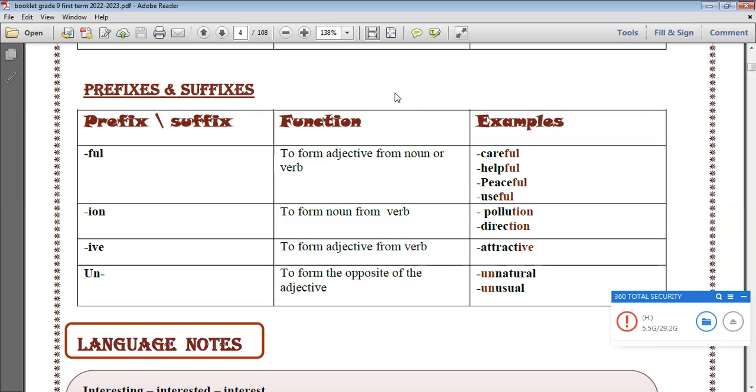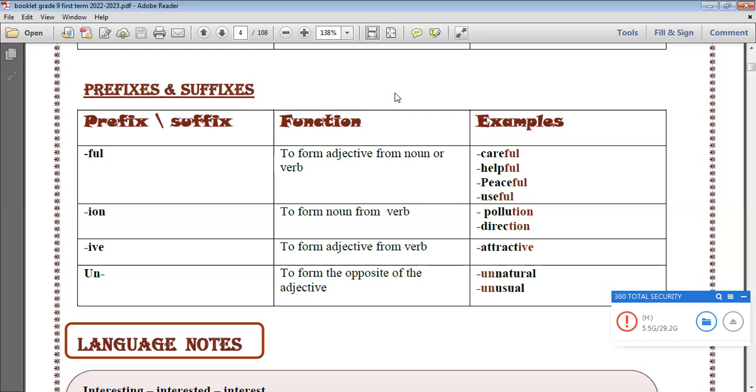What's the function? What's the usage of full? We use it to form the adjective from the noun or from the verb. Like we have here the word care. If we want to change care into an adjective, we put full, so it will be careful. You have here the verb help. In order to change it into an adjective, we put full, so it will be helpful. If we had the word peace, if you want to change it into an adjective, we will add full, so it will be peaceful. If we have this one use, it's a verb. If we add full at the end of use, it will be useful, and it's now an adjective.